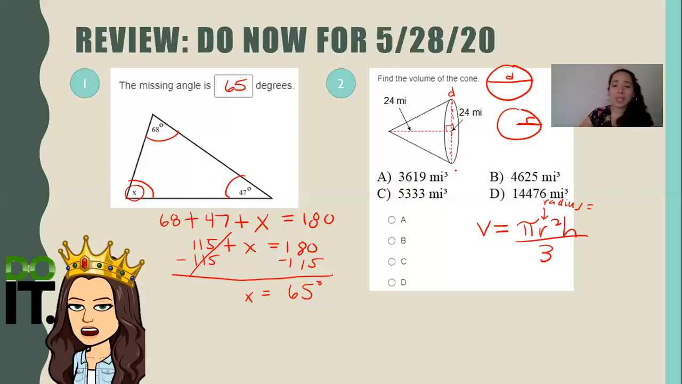So what are we going to do to find the radius? Divide it into 2 from 24. Good. We're going to divide 24 by 2 because if we split it in half, that gives us the radius. You might know that 2 times 12 is 24, or you might have to plug it into the calculator. 24 divided by 2 is 12. So my radius is 12 miles. That is a huge, non-existent cone.